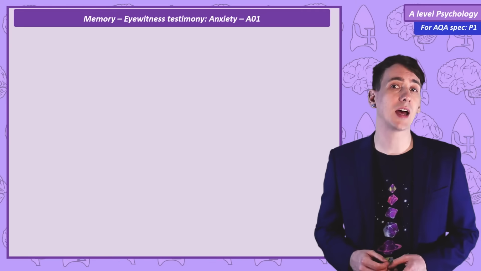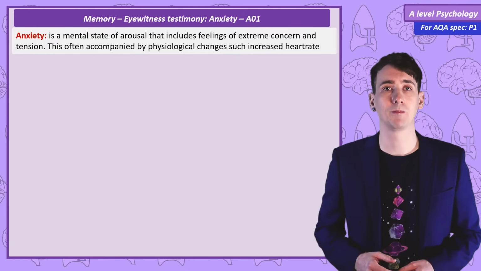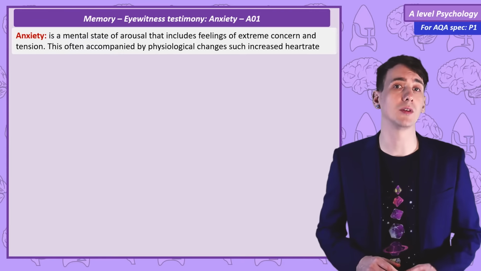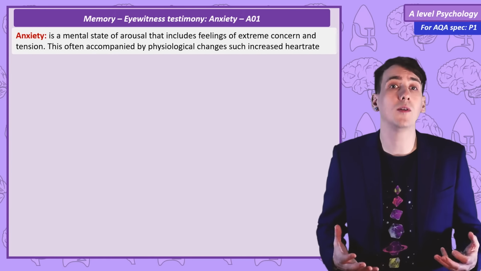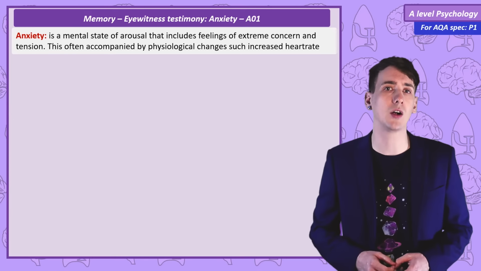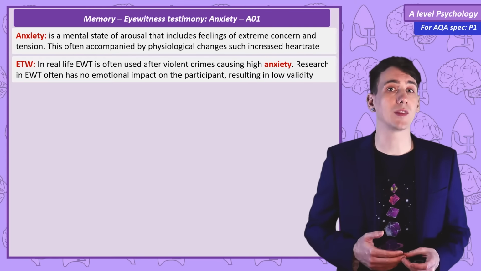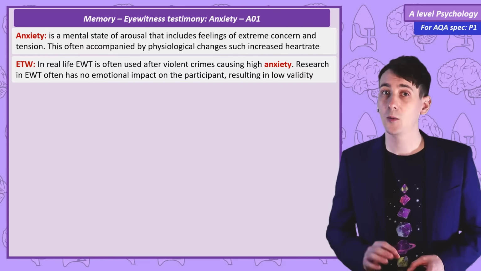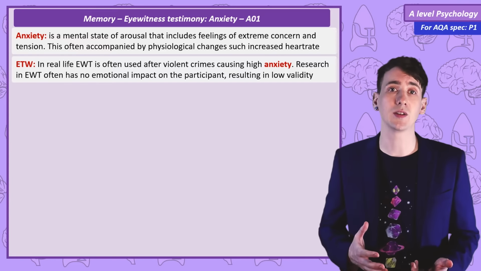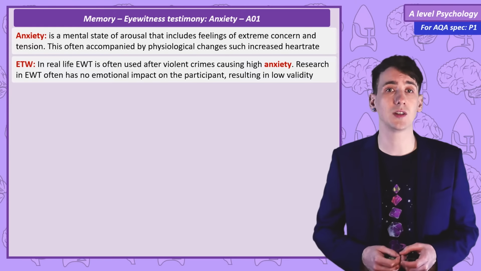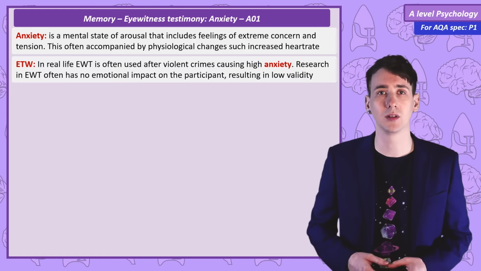Anxiety. Another factor that affects eyewitness testimony is anxiety. A quick definition of anxiety is it's a mental state of arousal. You tense up and you feel overly cautious. There are biological factors too, like an increased heart rate. Now, it seems a fair point that anxiety may have a role to play in the accuracy of eyewitness testimony, which is important as in many situations that use eyewitness testimony, witnesses are recalling anxious situations like violent crimes.